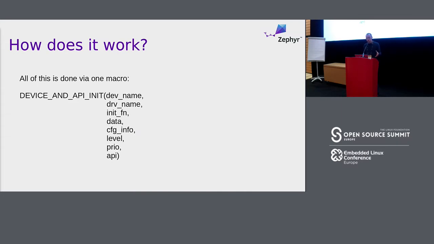All of it is done through just one macro for the developer. It's as simple as that. You just have one macro, and all the heavy lifting is done by the code generated by the macro and the linker script. So you provide two names, the device name and the driver name. The difference is that the device name is not a string, and the driver name is a string. We will see that later. Then a function for initialization, some data if you have, some configuration information if you have, a level, whatever it is between the four we saw previously, a priority between 0 and 99, and an API pointer.